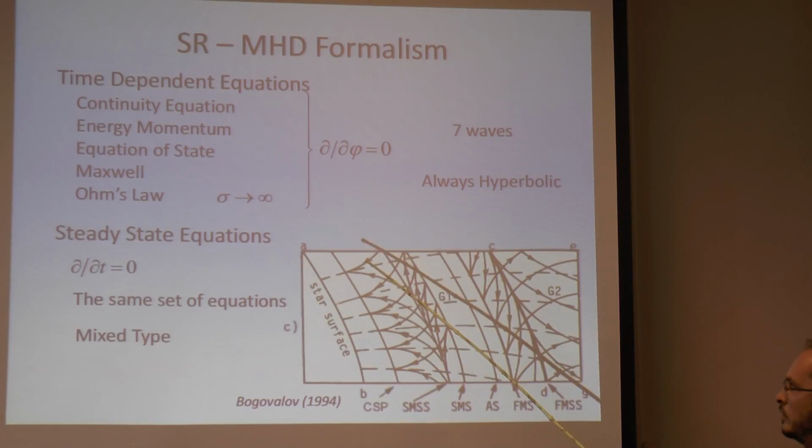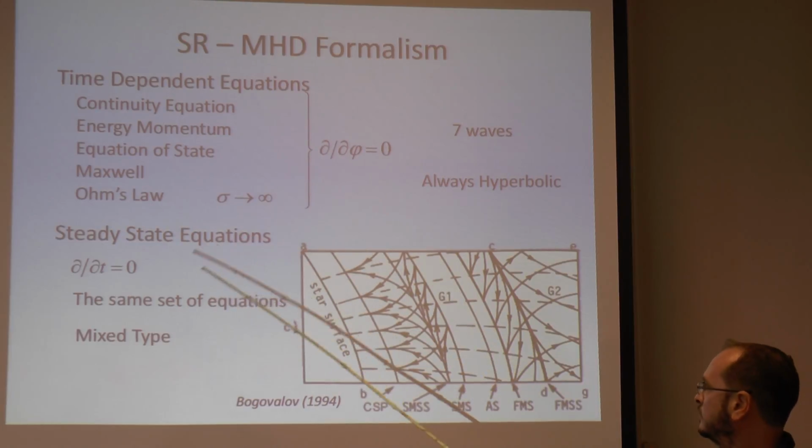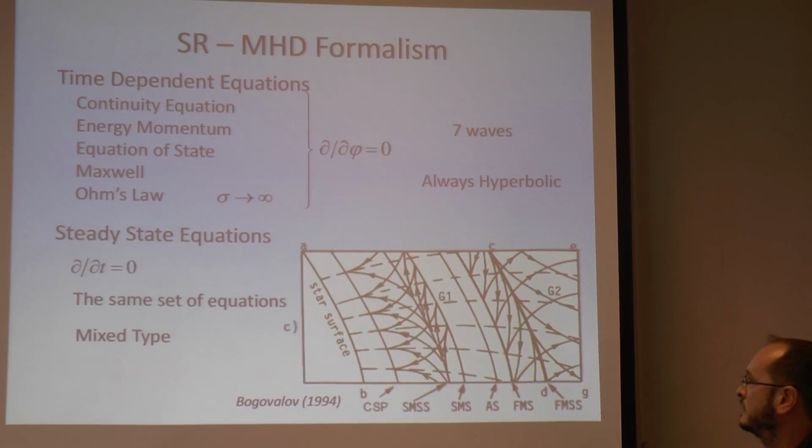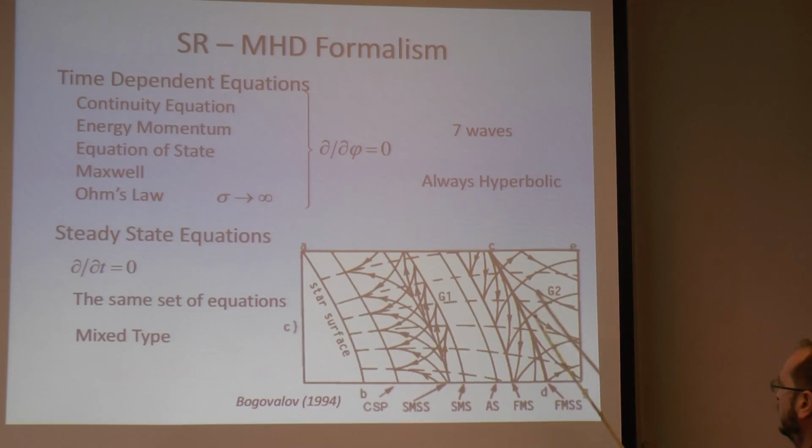In the steady state limit, the equations are the same, but you have a vanishing time derivative. What is interesting is that in this set, the problem mathematically is more complicated. It's mixed type. Here is the fast magnetosonic surface. Here is the slow magnetosonic surface. Here is something else that we call the Casper velocity.